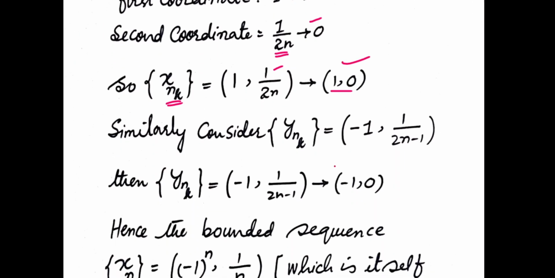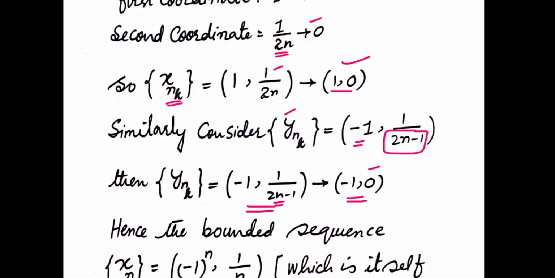Similarly, if you consider a second subsequence denoted by y_nk, whose first coordinate is -1 and the second coordinate is given by 1 over 2n minus 1. Now my denominator is an odd integer. Again, you can notice that when you take n approaching infinity here, this becomes 1 over infinity, and 1 over infinity is 0. So the limit of this sequence is (-1, 0).